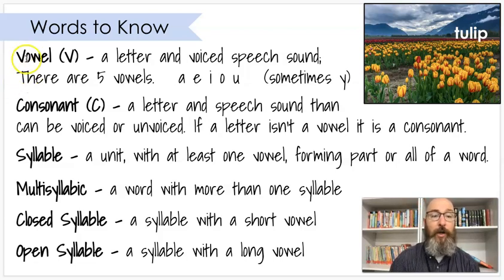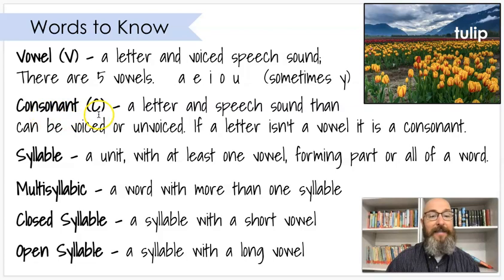So our first word I want to go over is vowel. We're going to label our vowels with a V today. A vowel is a letter and a voiced speech sound. There are 5 vowels. I know, sometimes Y. But the main 5 we have are A, E, I, O, U. Say them with me. A, E, I, O, U. And with a lot of our previous lessons, they've always had the short vowel sound. But with these lessons today, we're going to have both the long vowel and the short vowel. And you're going to have to figure out which one to use. We'll teach you how.